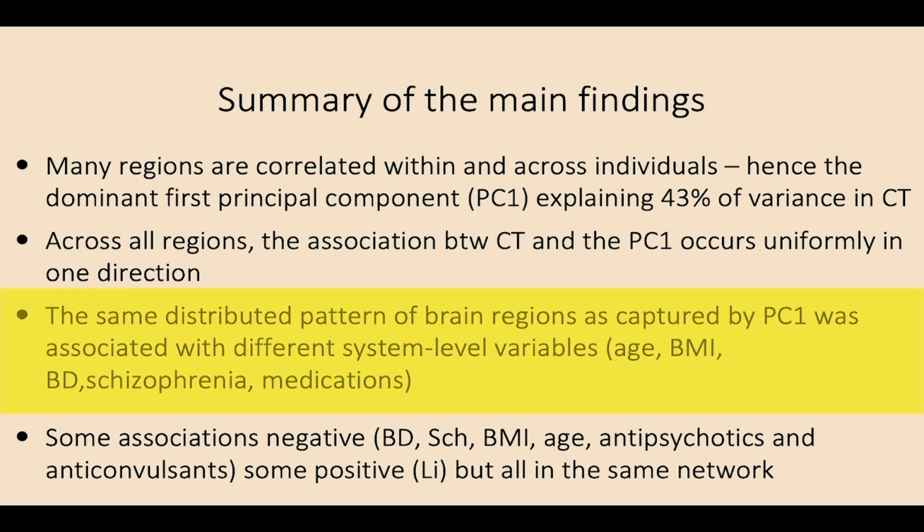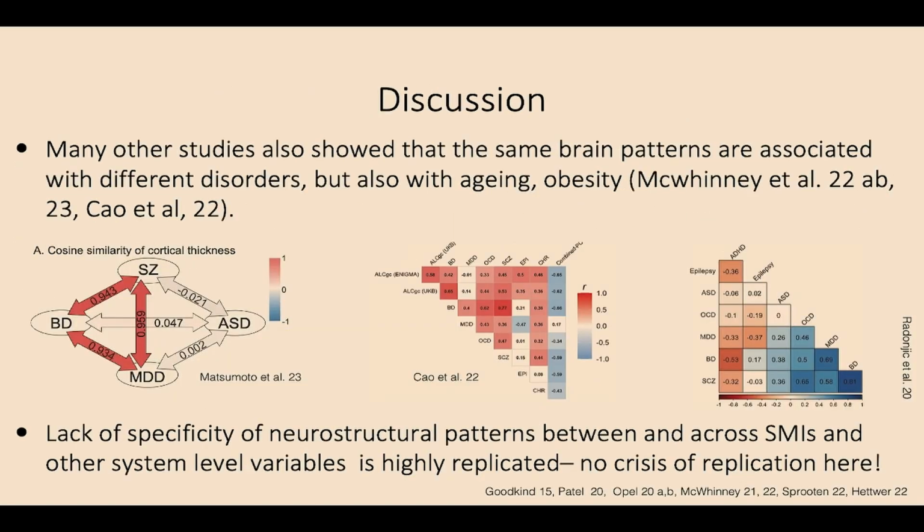Now, this is the surprising thing that we encountered. We thought that by applying these multivariate techniques, we would achieve a better one-to-one mapping between a specific condition and specific brain signatures. And in fact, that certainly was not the case. And it wasn't the case for many other researchers in this area, where many other studies also show that the same brain patterns are associated with very different disorders, but also with aging and obesity. And I think that's exactly the same as the previous speakers have also found out.